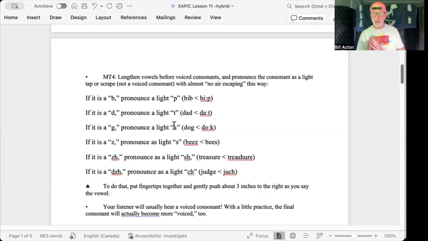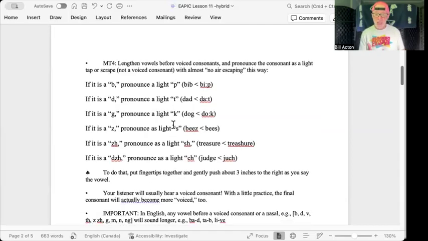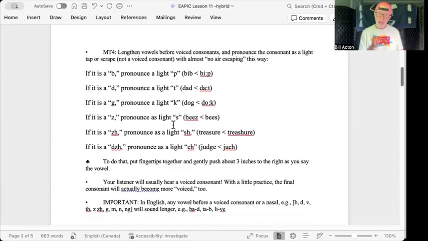Notice what I'm doing. We start here, dad. By lengthening the vowel, usually people will hear the D, even though I'm saying just a light T on the end. That's all I'm doing. Dad. Very light. Same thing for G and K. There's K and G. So instead of saying dog.